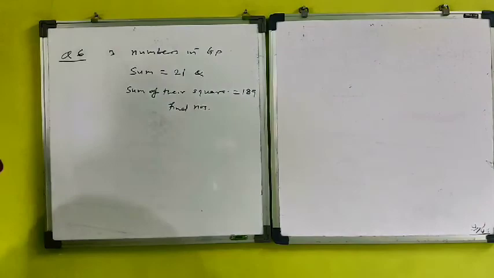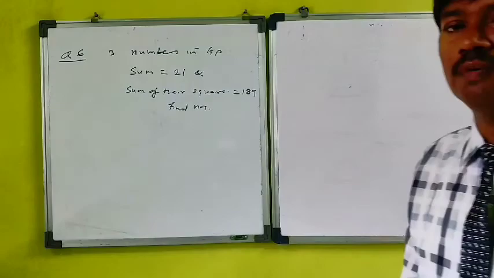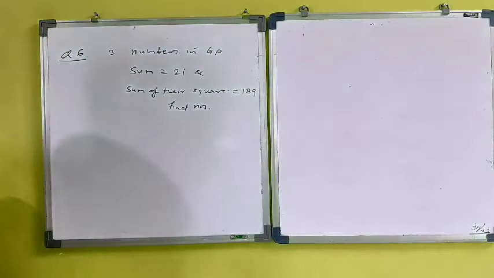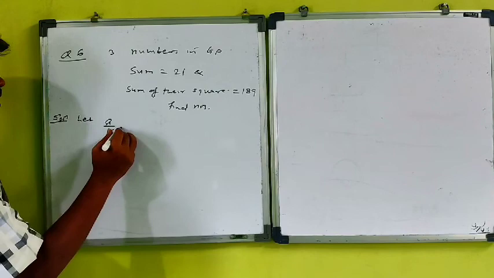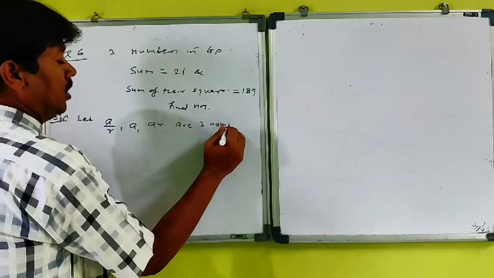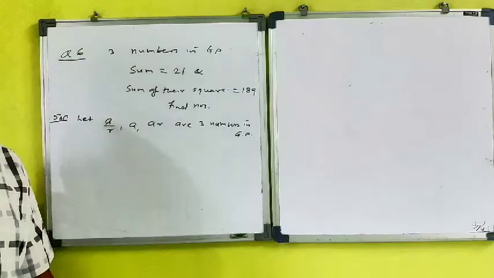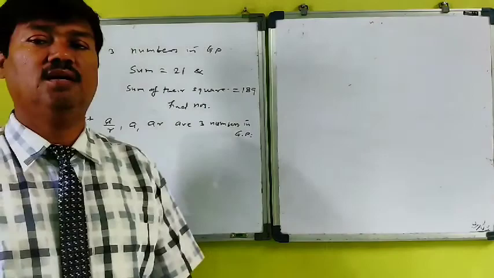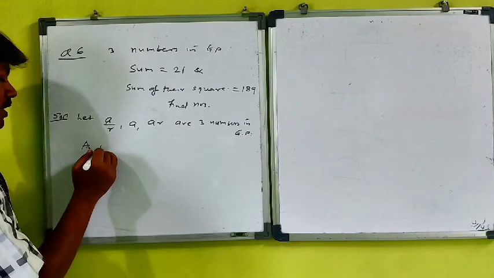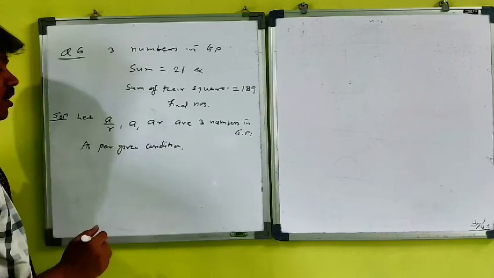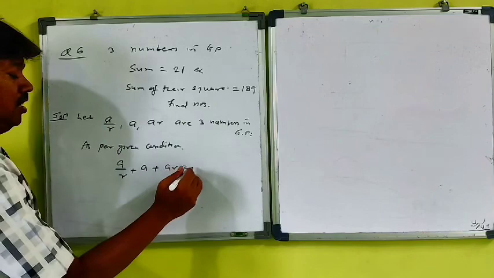Find the three numbers in geometric progression such that the sum of the three numbers is 21 and the sum of the squares is 189. Whenever there is a GP, we have to assume. So the solution here: let a/r, a and ar be the three numbers in geometric progression. As per the given condition, the sum of a/r, a and ar is given as 21.